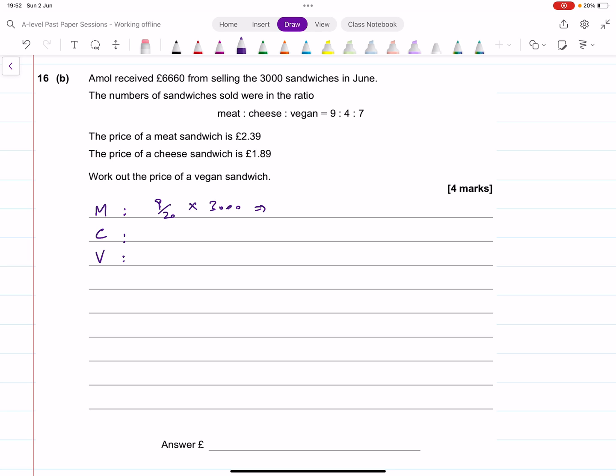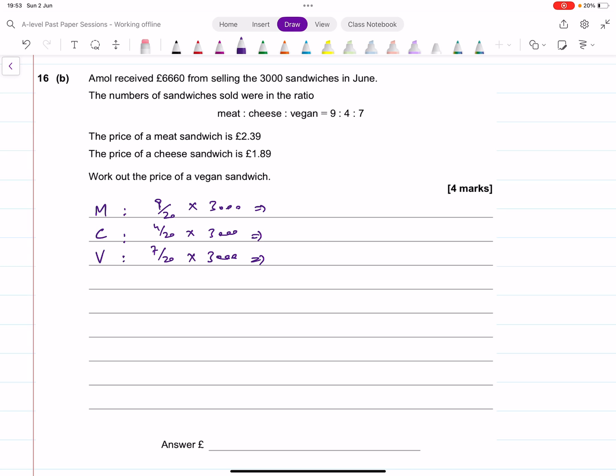Do we really want the rest of them? Yeah, we actually do need them. 4 over 20 into 3,000, and then 7 over 20 into 3,000. Now from this we can work out the number of sandwiches of each type. Okay, let me just calculate these.